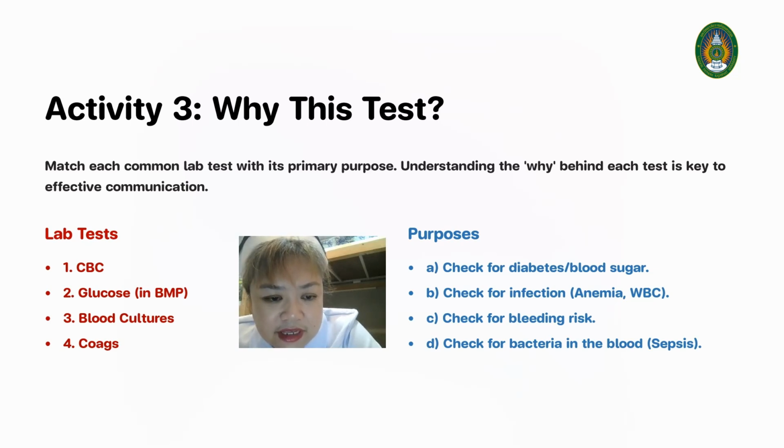glucose is in BMP. What is the match? Match with A, check for diabetes, blood sugar. And 3, blood culture. Match with D, check for the bacteria in the bloodstream. And 4, match with C, to check for the breathing risks. Okay, knowing the purpose helps us to understand why we are doing this test.